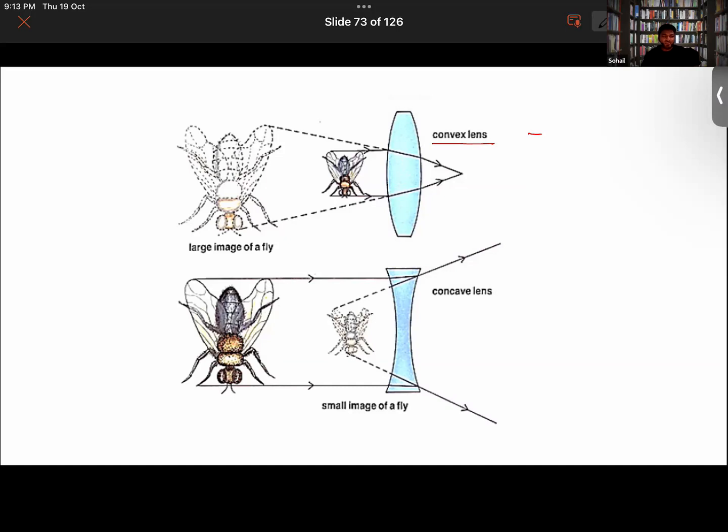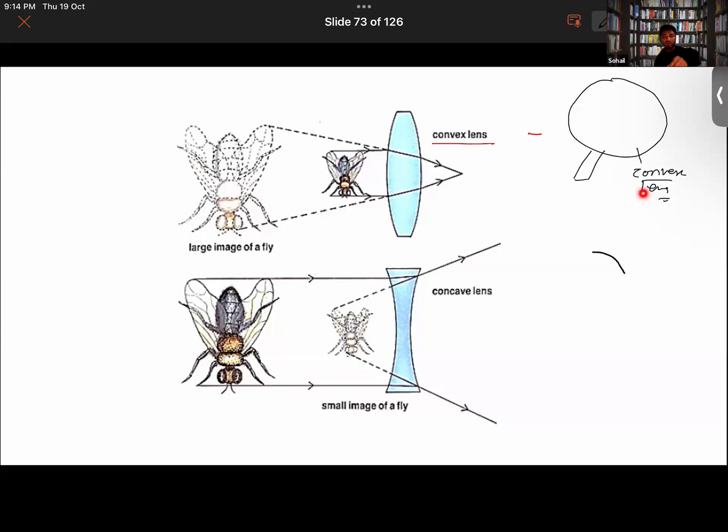In the case of convex lens, it is real, it is inverted, and the size of the image is actually large. Look at the simple example of a magnifying glass now. The magnifying glass uses a convex lens, obviously, right? We are not talking about mirrors. Let's stick to the lens here.